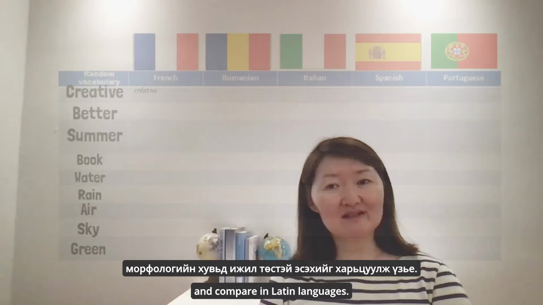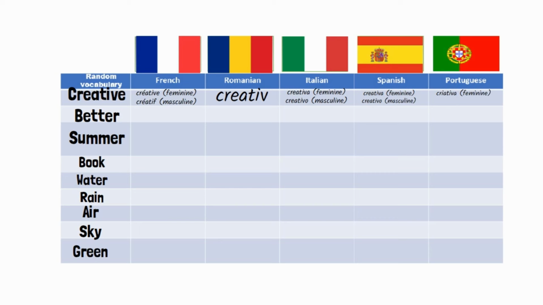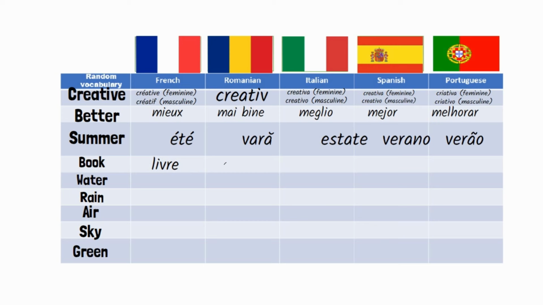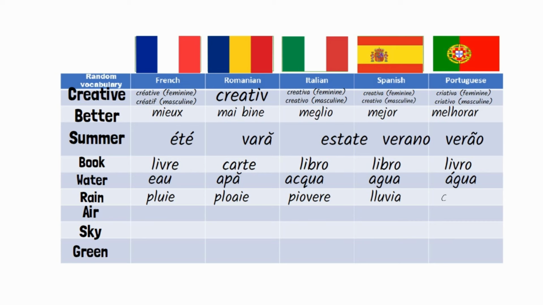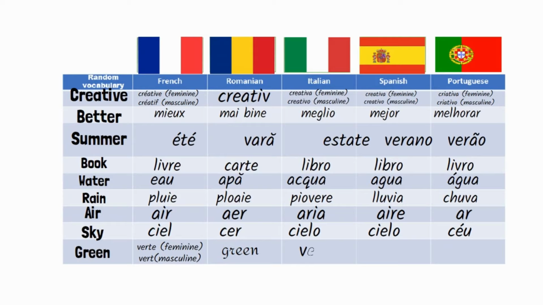Creative. Creative. Creative. Creativa. Creativo. Creativa. Creativo. Creativa. Creativo. Mieux. Mai bine. Meglio. Mejor. Melhorar. Ete. Vara. Estate. Verano. Verão. Livro. Carte. Libro. Libro. Livro. O. Apa. Acqua. Agua. Agua. Pluie. Pluie. Piovere. Piovia. Chuva. Air. Aer. Aria. Aire. Ar. Ciel. Cer. Cielo. Cielo. Céu. Vert. Ver. Verde. Verde. Verde.